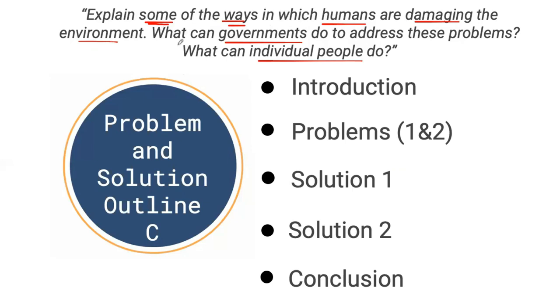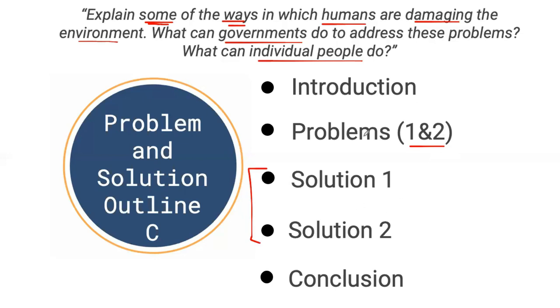So in this case, our first paragraph would be the introduction. As always, our second paragraph would be talking about problems one and two. In this case, you have to think of problems one and two, and you also have to think of your two solutions. And that's why this outline is considered the trickiest. It's also the most common because it's difficult and there's a lot for you to do in order to get your task achievement score to the highest that it can be.